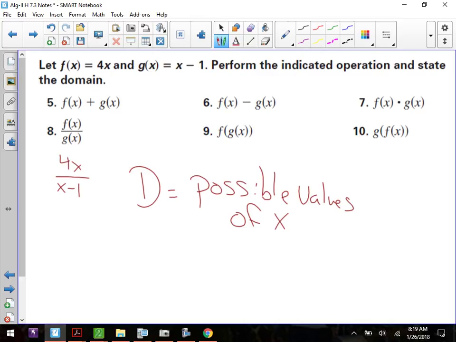So for this one, my domain is the values x such that x can't equal 1. That's what that means for domain.